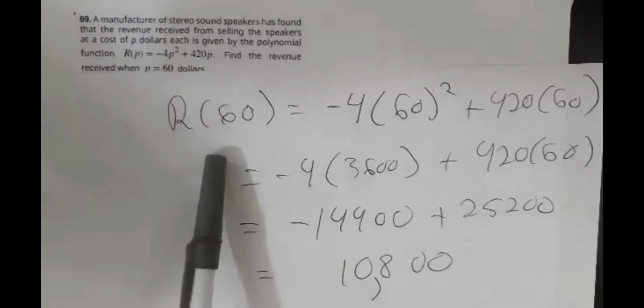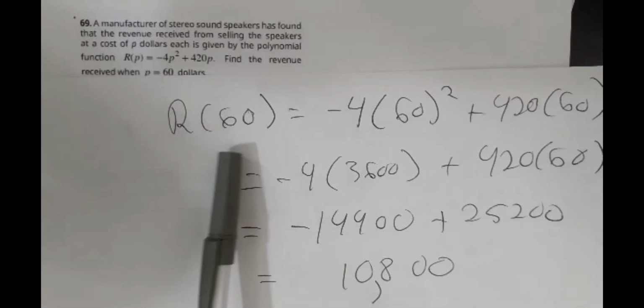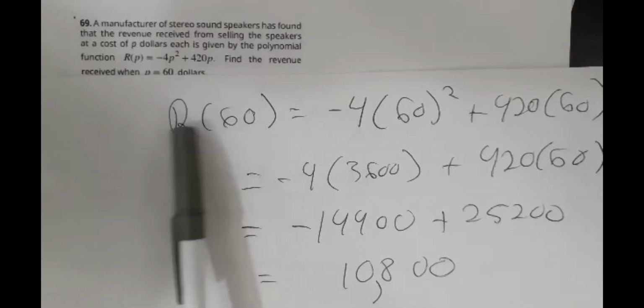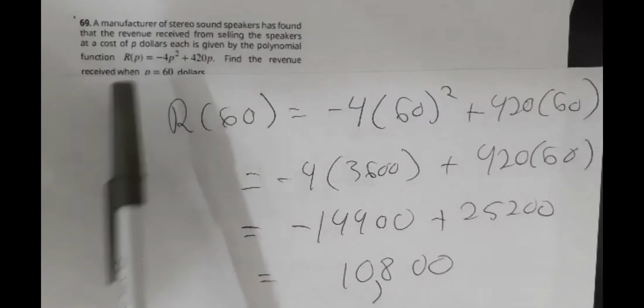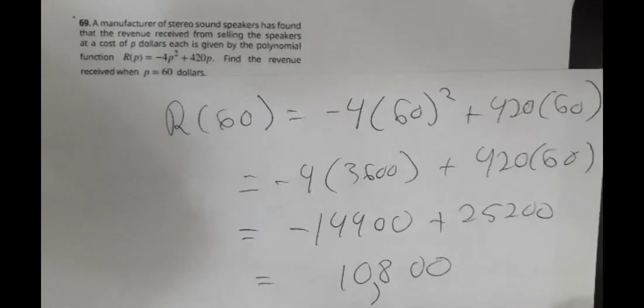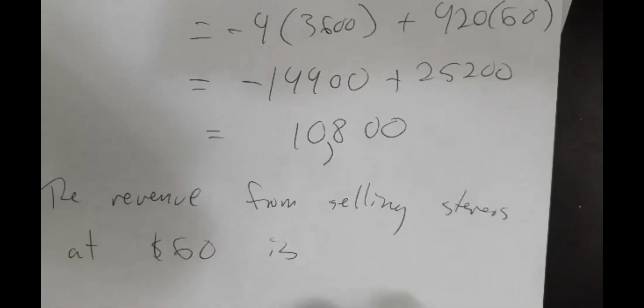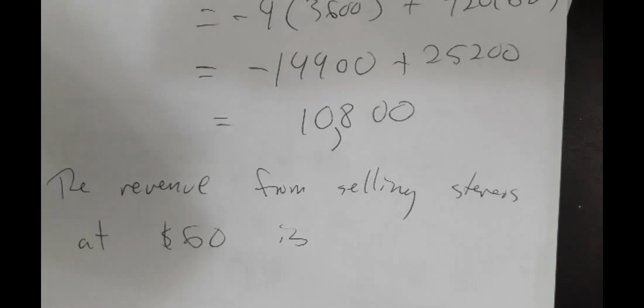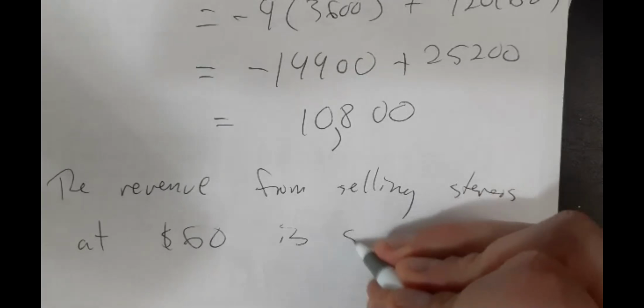So what is the 60 representing? Dollars. Yeah, but dollars relative to what? The price they're selling the speakers. The price that they're selling their speakers. $60, if you sell 420, the revenue is $10,800.